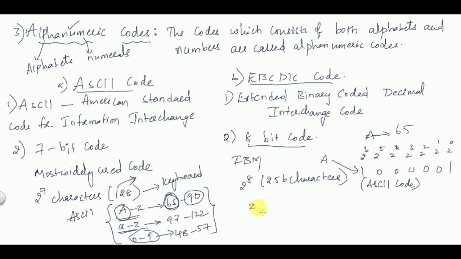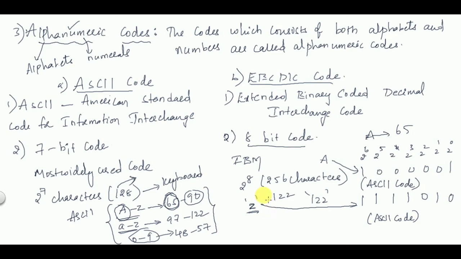Suppose you want to represent small z. Its value is 122. How can we represent 122? 64 plus 32 is 96. 96 plus 16 is 112. 112 plus 8 is 120. 120 plus 2 is 122. So this is the representation of 122, and hence the representation of small z in ASCII code.